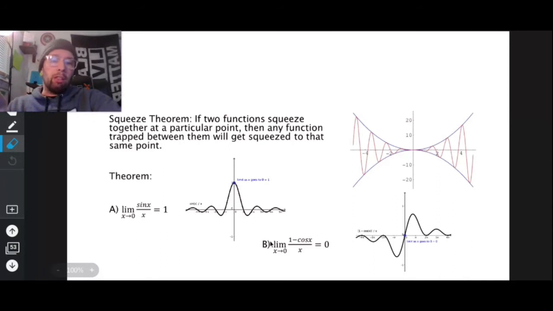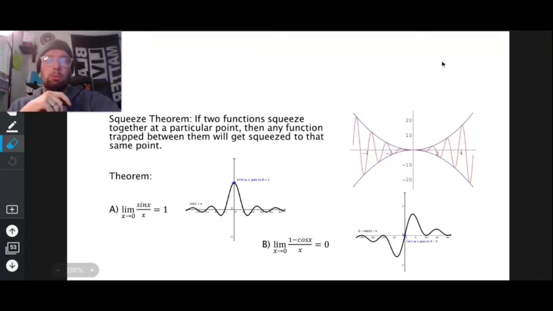Similarly, for the limit as x approaches 0 of 1 minus cos x over x, the left side goes to 0, the right side goes to 0, even though if I were to try to plug in 0, it wouldn't work. It's impossible. It can't happen. So squeeze theorem gives us these cute little things that will probably show up and come in handy in the next couple problems, which we're going to do right now.